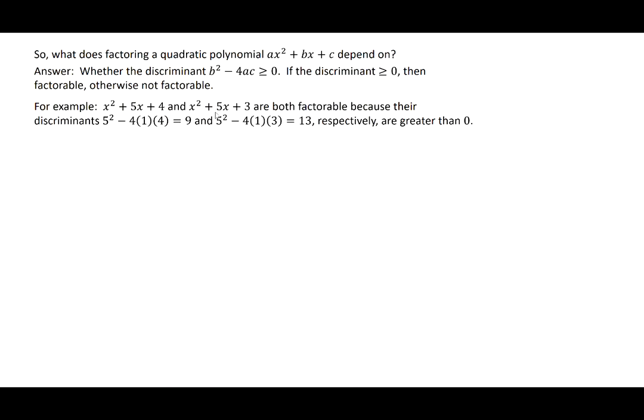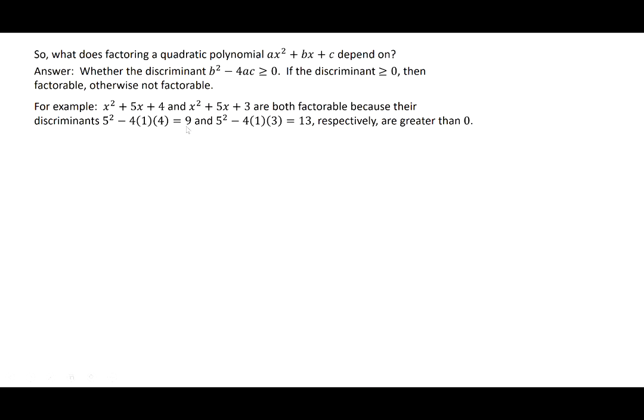If b square minus 4ac is greater than or equal to 0, then that quadratic is factorable, right? Otherwise, it's not. So let's look at x squared plus 5x plus 4. What is b in that case? 5. What is c in that case? 4. A is 1. So b square minus 4ac is positive 9, greater than or equal to 0.